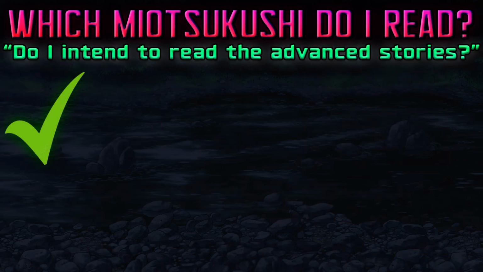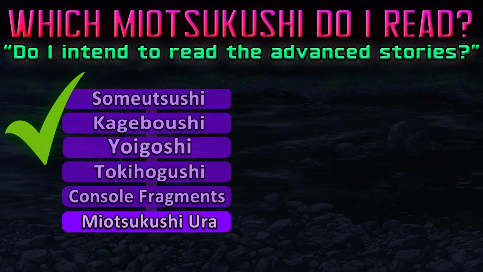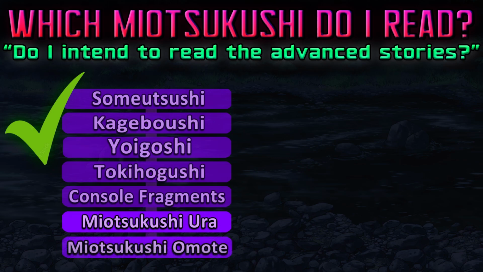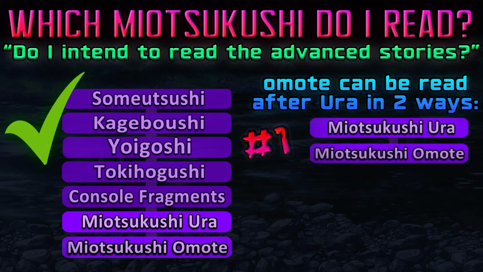If you do want to read the advanced story though, you must read all of the advanced story before Miotsukushi Ura. Miotsukushi Omote is then meant to be read after Ura, and this can be done in two ways. You could read Omote directly after Ura, but the only thing is, this gives a worse experience.